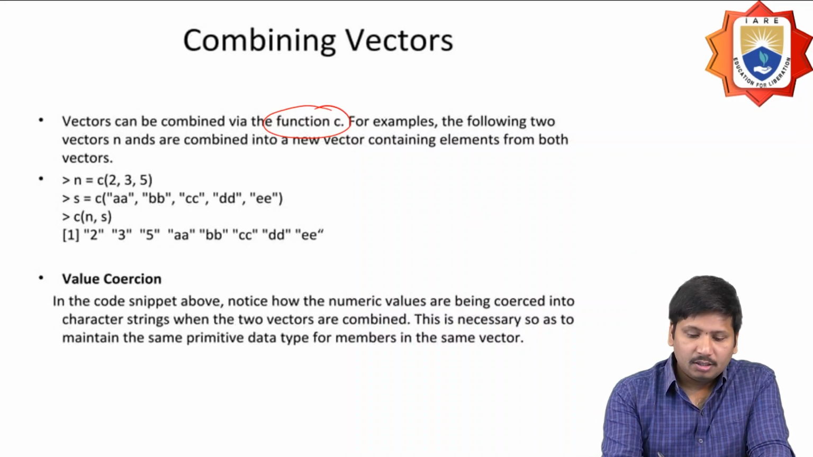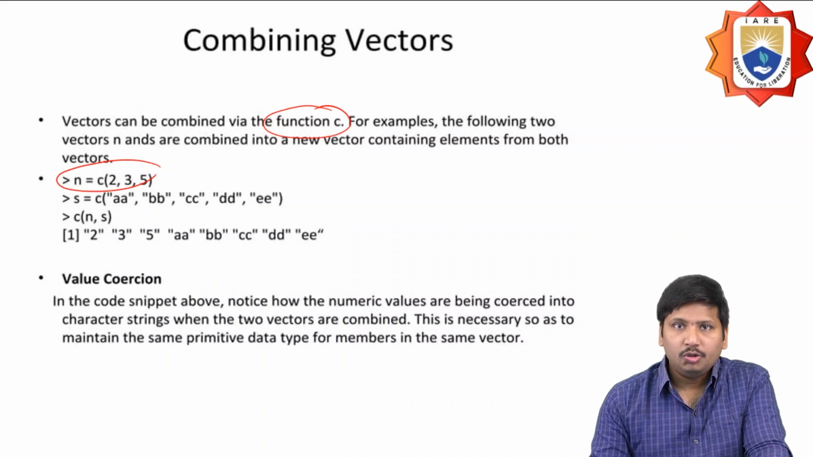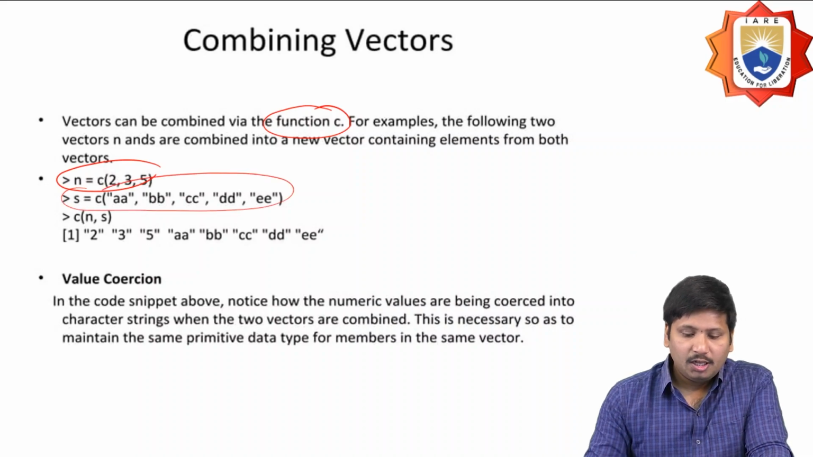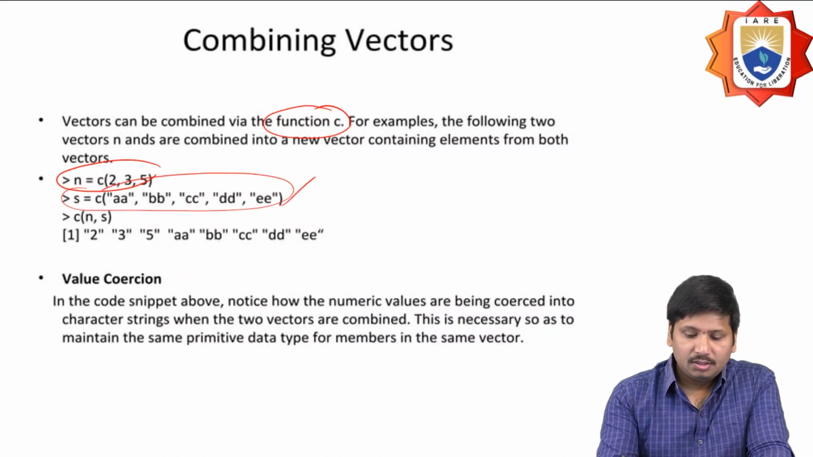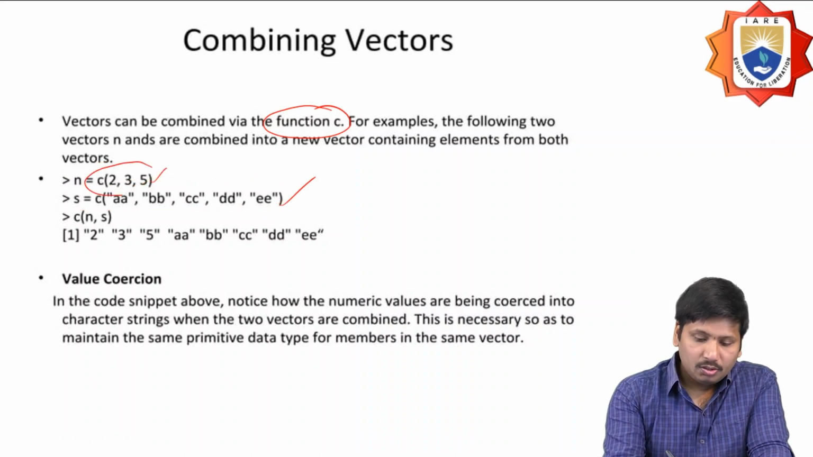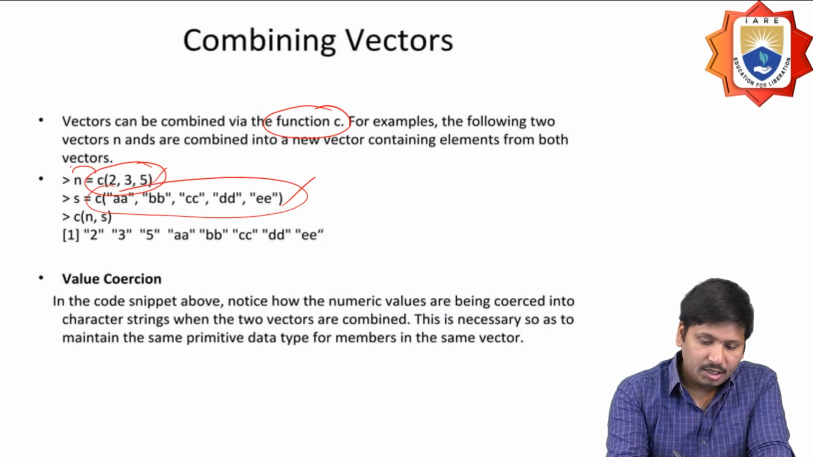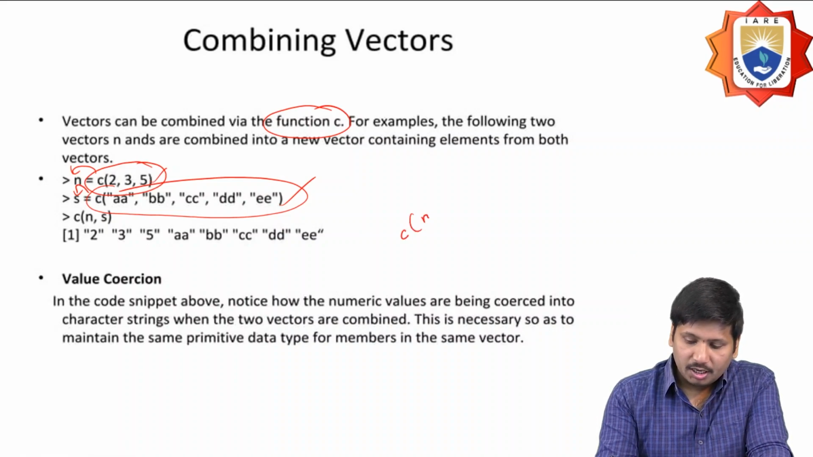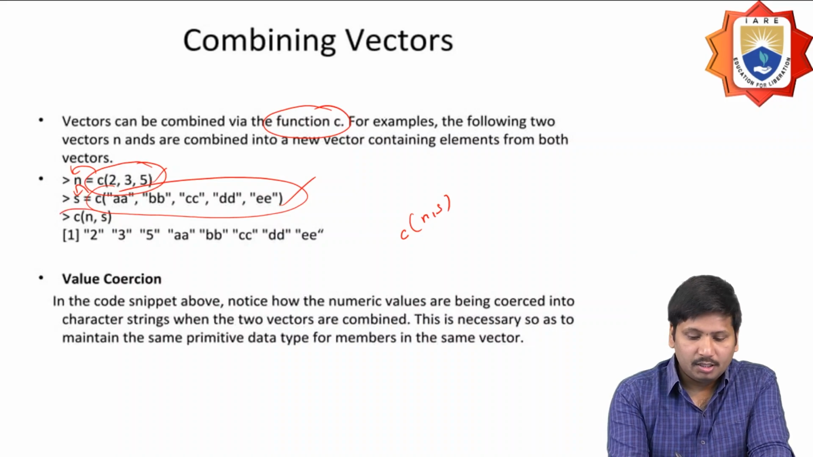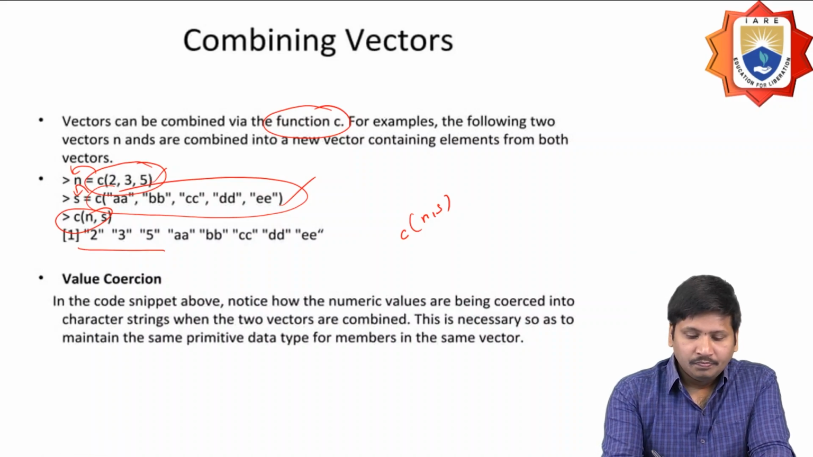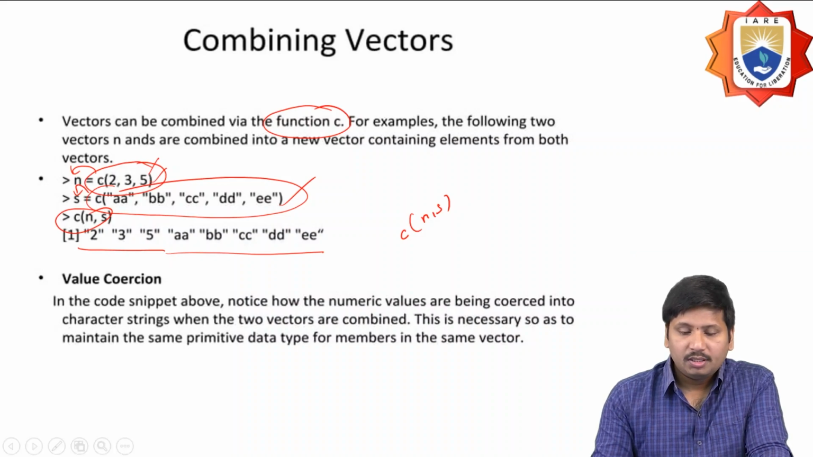Let us see an example. Suppose n is the numeric vector I assigned, and s is another vector, a string vector, that I'm going to assign. So this is the string vector, and this is the numeric vector. These two vectors I'm going to assign to the variables n and s. By making use of the c function, I can combine both the vectors n and s. Once combined, I get 2, 3, 5 as one vector, joined with the string vector like this.